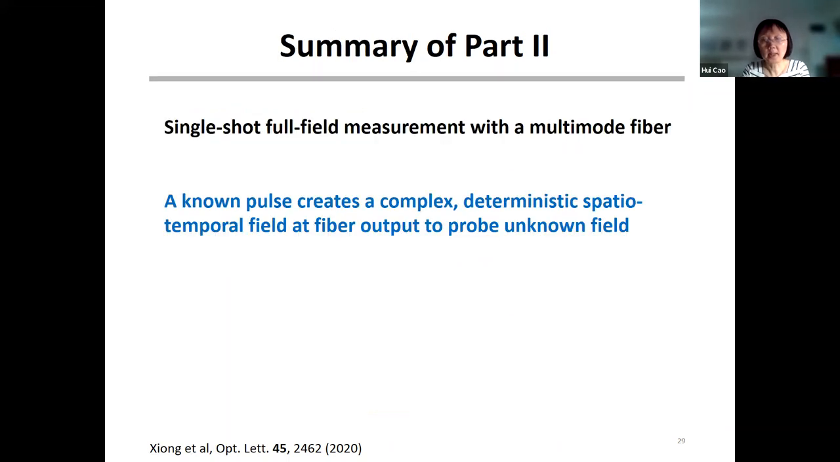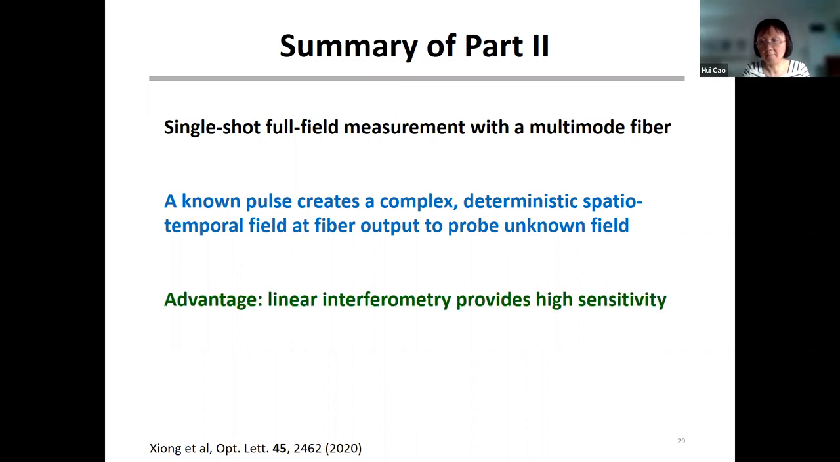So let me try to summarize the second part of my talk. I showed you that we can use a multimode fiber for a single-shot full-field measurement. If we have a known optical pulse, we can send it through a multimode fiber to generate a so-called complex deterministic spatial-temporal field at the fiber output. Then we can use this to sample an unknown field, and from that, we can recover both amplitude and phase.